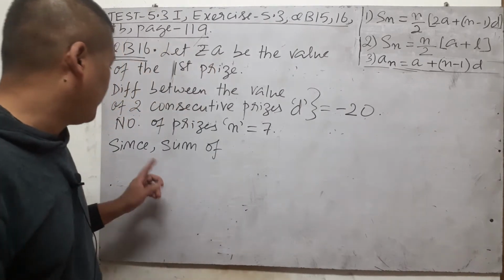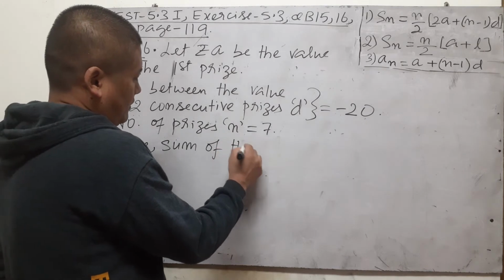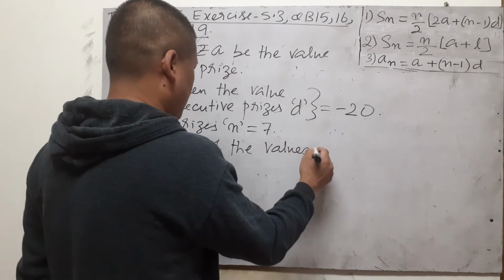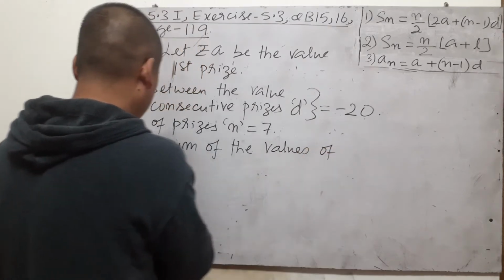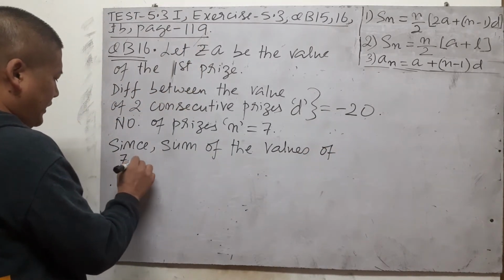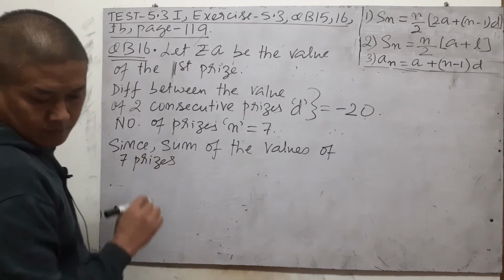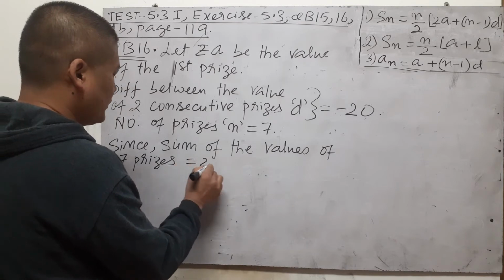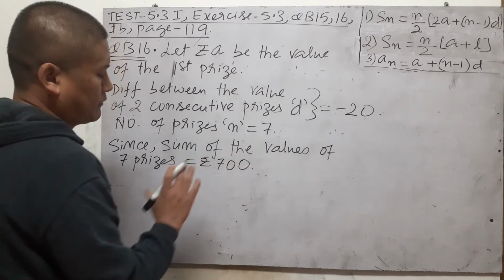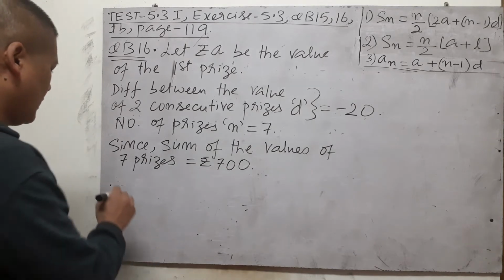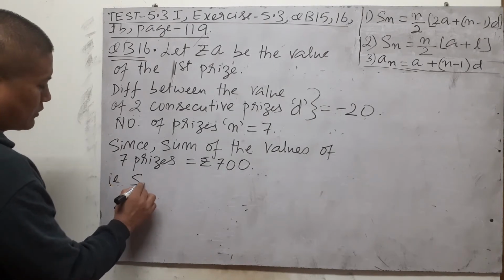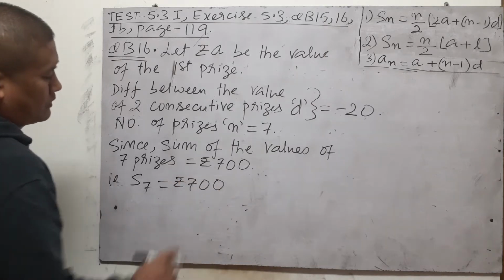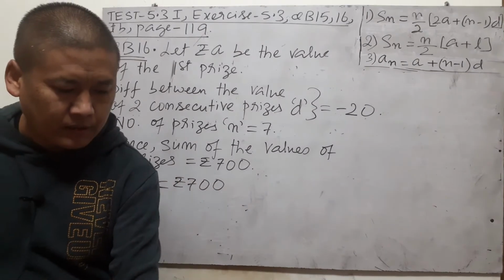So the sum of the values of all the 7 prizes is equal to rupees 700. The total amount of money given out for all the 7 prizes is 700. In other words, the sum of the 7 prizes, S7, is equal to rupees 700. That's what is meant by this statement.